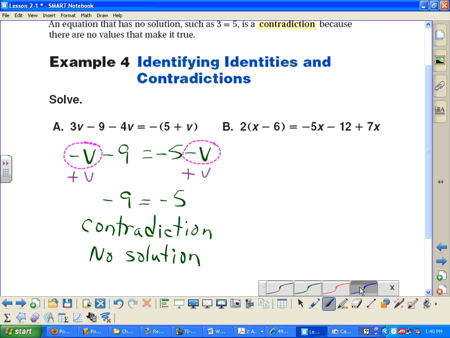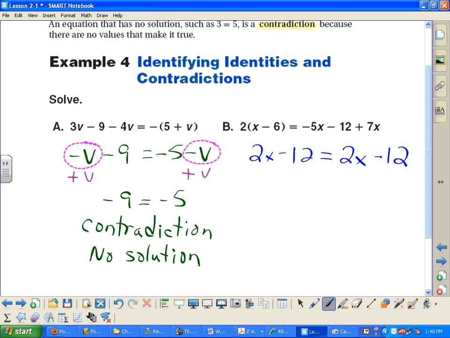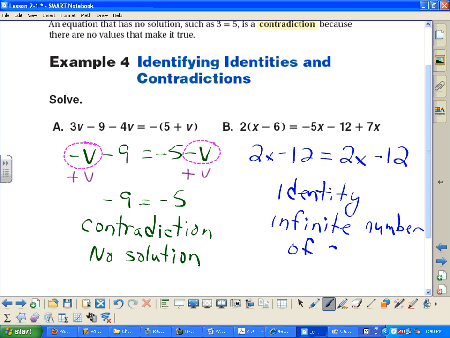So here we've got 2x minus 12 equals negative 5x plus 7x is 2x and minus 12. So now I'm done. Once I see that both sides are exactly the same, if I kept going, I would get 0 equals 0, okay? Which is always true. So then this is an identity. And there's an infinite number of solutions.